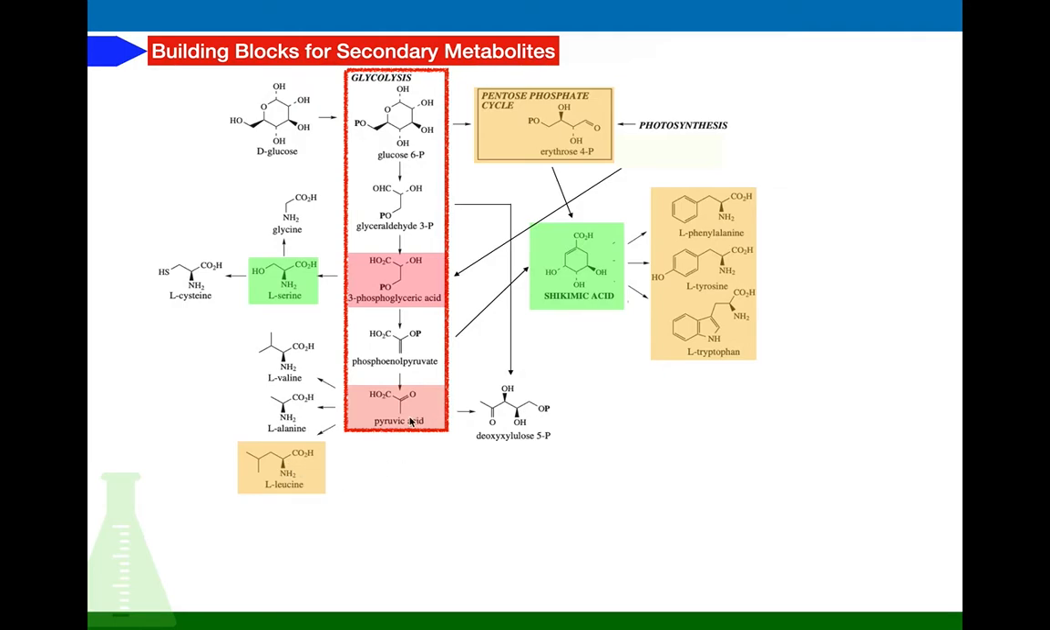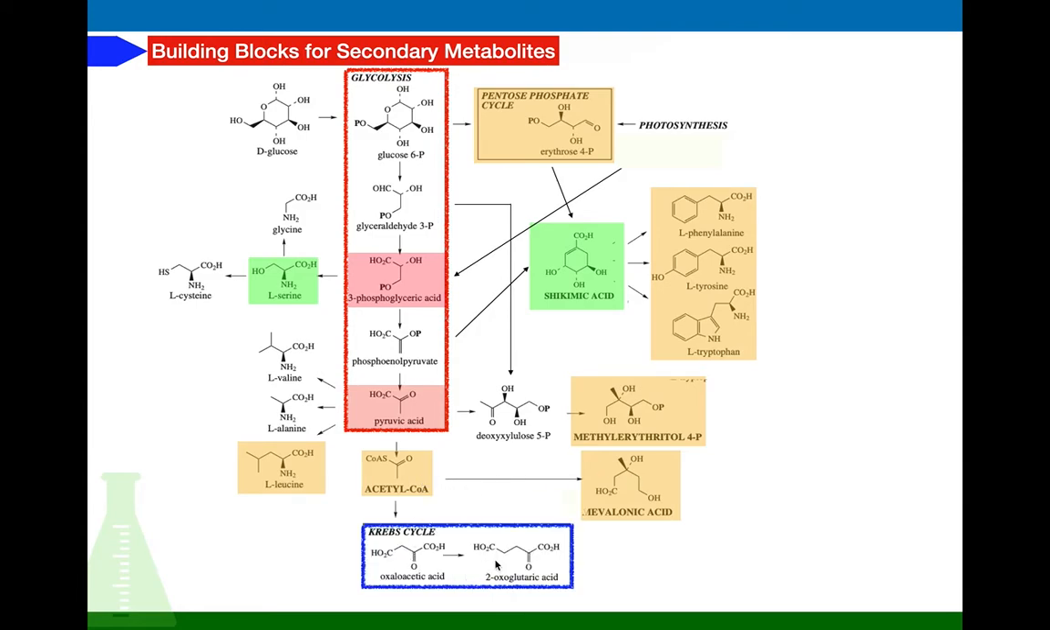Pyruvic acid in combination with glyceraldehyde 3-phosphate gives rise to deoxyxylulose 5-phosphate, which is actually a precursor of methyl erythritol 4-phosphate, and methyl erythritol 4-phosphate is an important precursor for the formation of secondary metabolites. Then pyruvic acid is converted to acetyl coenzyme A, which is itself a building block for secondary metabolites. It is converted to mevalonic acid, another important building block for secondary metabolites, or it may take part in the Krebs cycle.